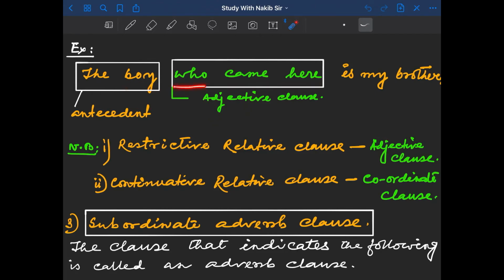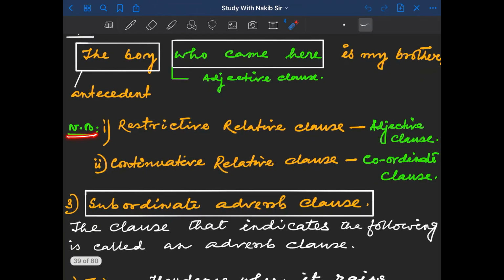For this it is an adjective clause. See here, a note is there: a restrictive relative clause. The relative clause that defines or describes its antecedent is called a restrictive relative clause. It is restricted to that. It goes back to its antecedent. For this it is called a restrictive relative clause.